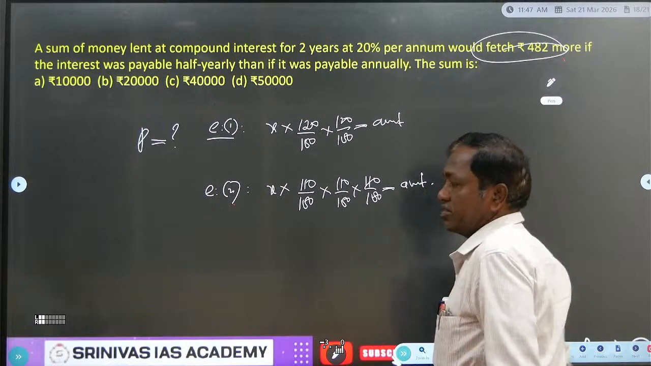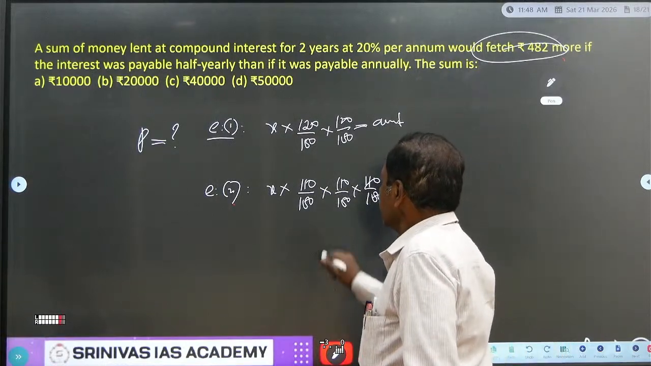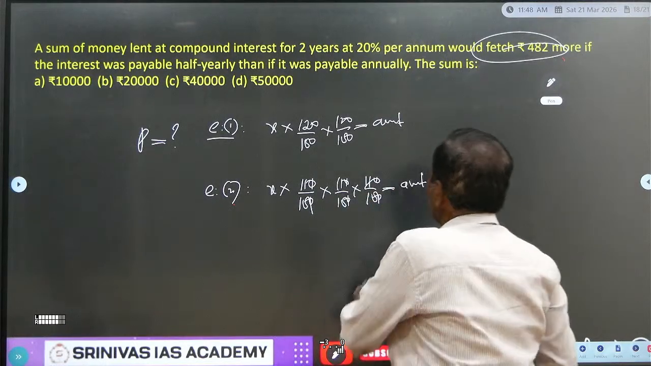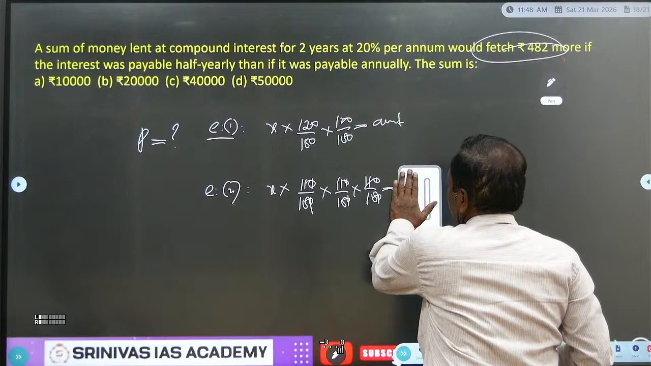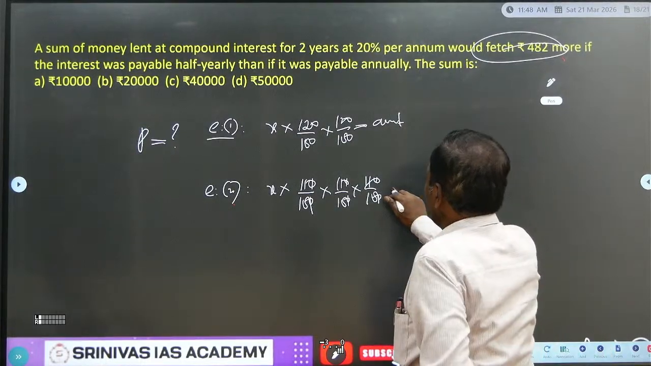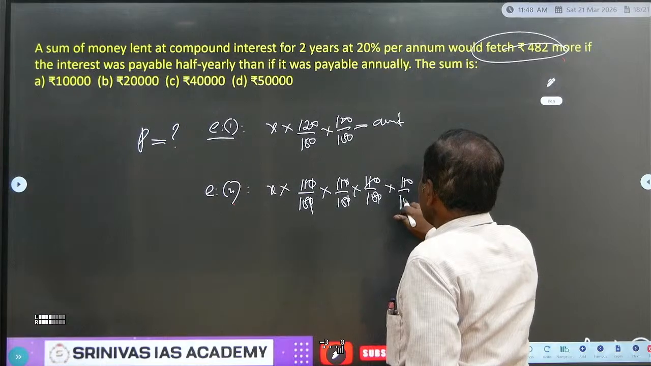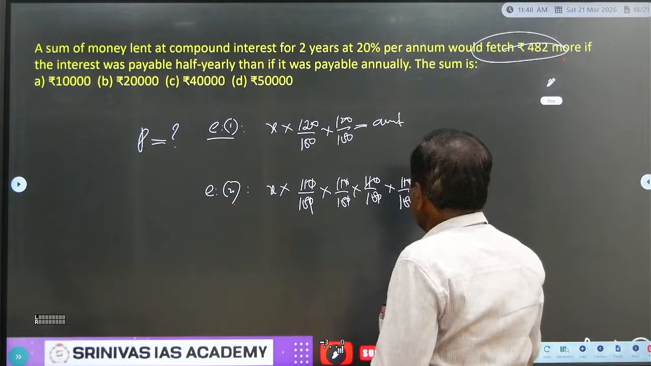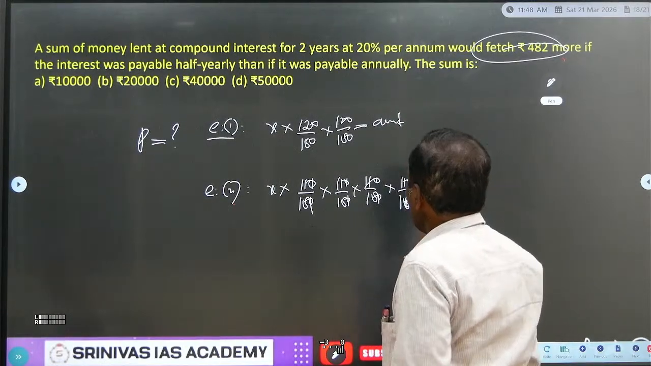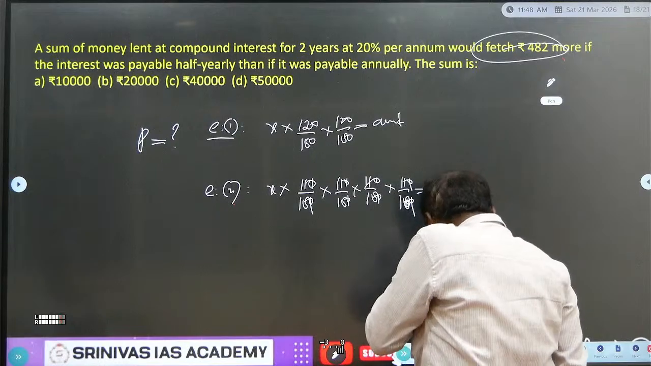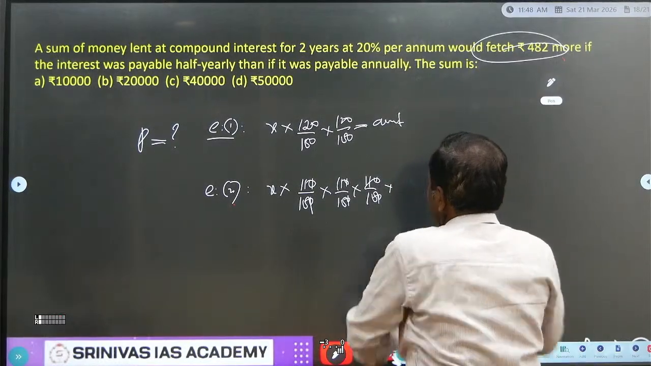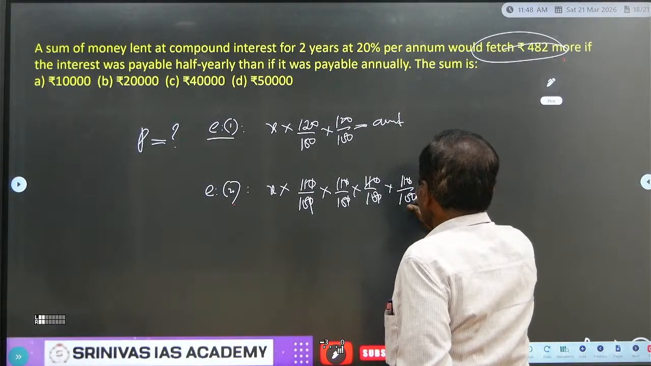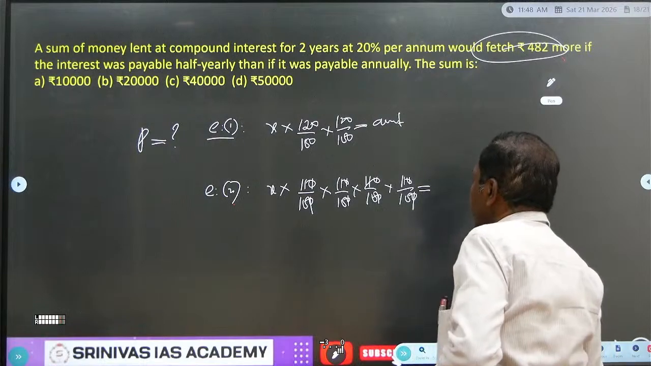After that we can see. Now you can see, one more I have to write. 110 by 100 for 4 half years. You get the amount, right? 110 by 100. Right. 11 cube is what?